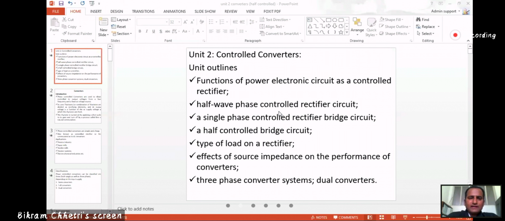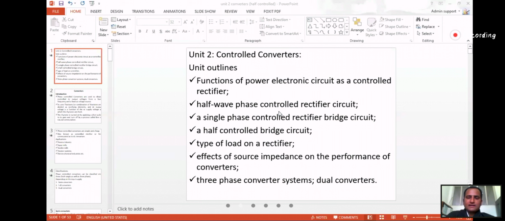So in this unit, the second portion of this second unit, these are the things we are going to learn. Function of power electronic circuit as a controlled rectifier. What are the functions of power electronic circuits? How can we use switches as a controlled rectifier? So half-wave phase control rectifier circuit, single-phase control rectifier bridge circuit, and half-wave control bridge circuit.